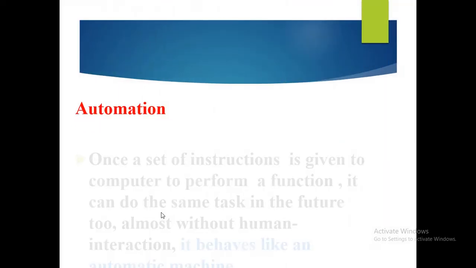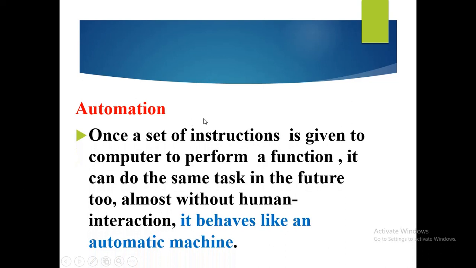Now about automation. Once a set of instructions is given to a computer to perform a function, it can do the same task in the future too, almost without human interaction. Instructions means, as I already told, a program. So when we set some programs in a computer, the computer can perform the particular function without the help of human interaction. It will behave like an automatic machine.